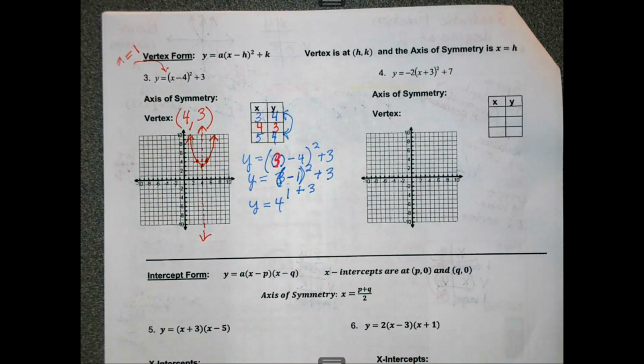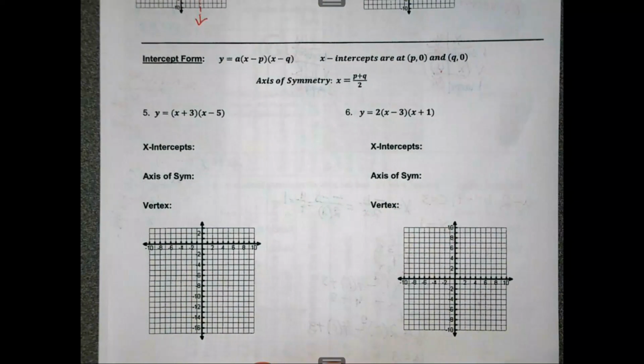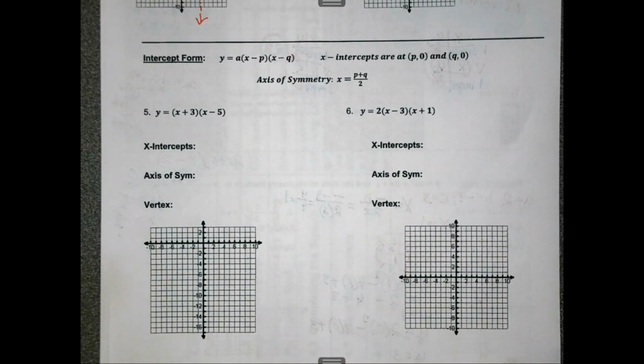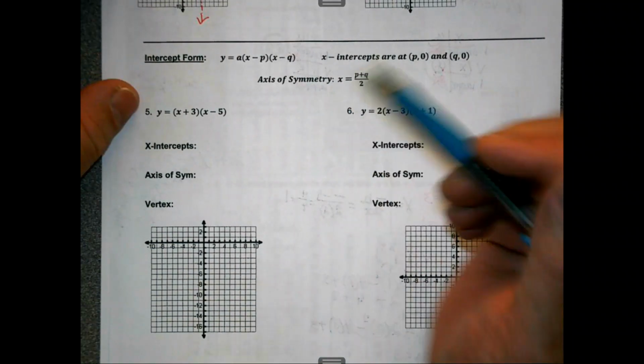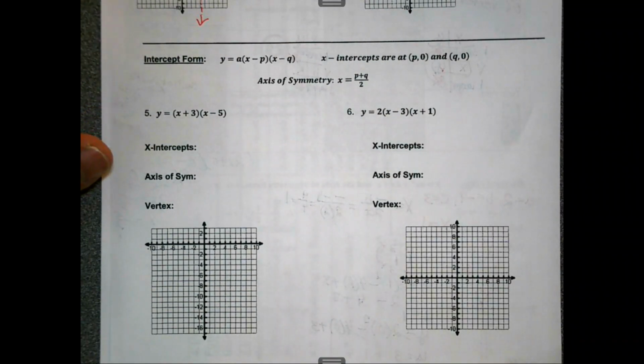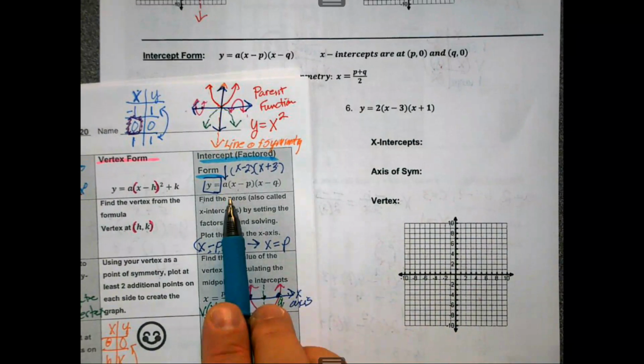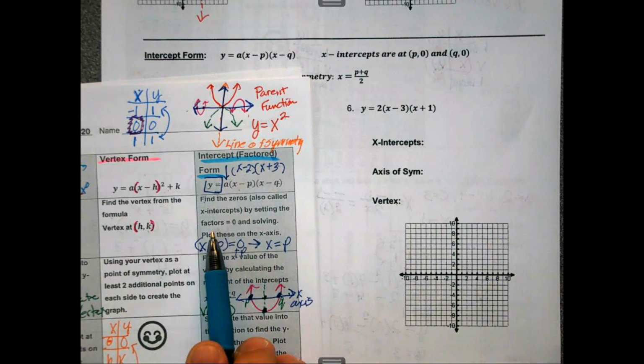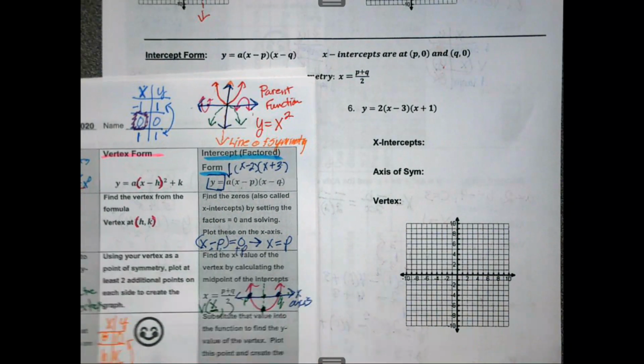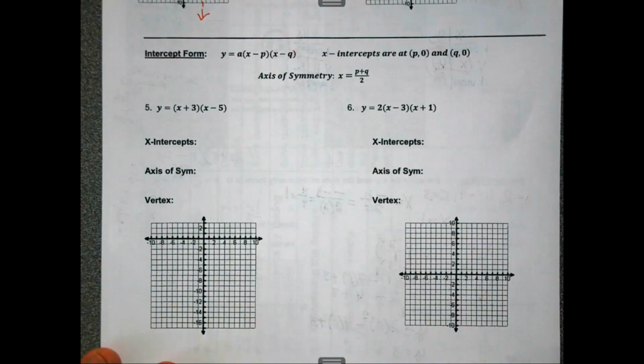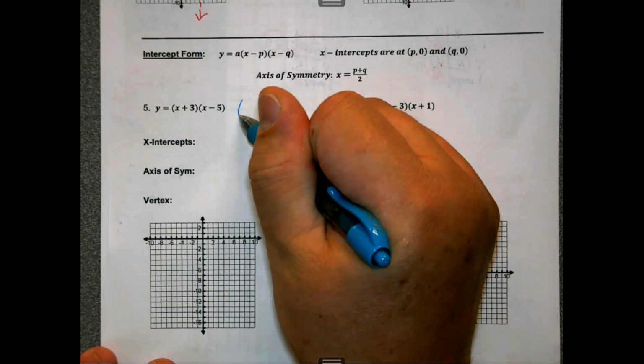All right, lastly, intercept form. It's kind of complicated, but when you put it into action, it's really not that bad. Okay, so first step, you're going to find the zeros. So you're going to set them equal to 0. Now, set each factor equal to 0.